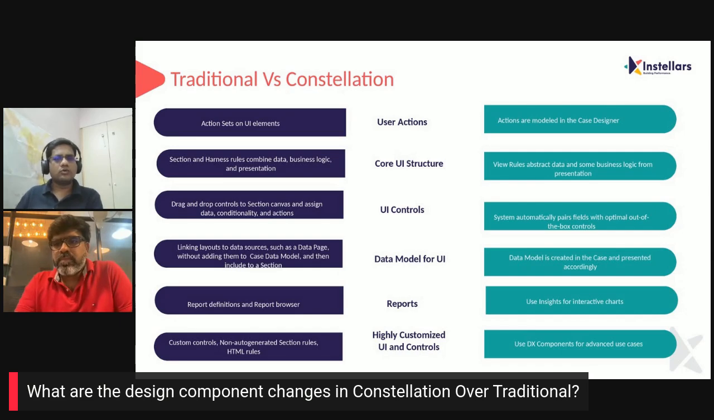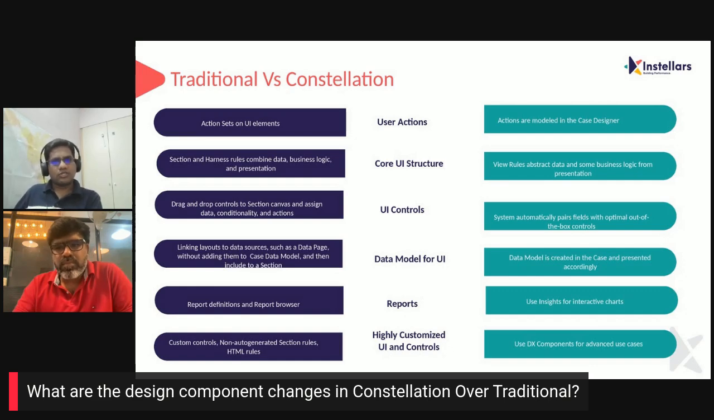Next is the core UI structure. In the traditional way, we have sections and harnesses, where we combine the business logic and everything into the presentation layer. Now in Constellation we have views. Views separate data and business logic from the presentation layer. From the benefits perspective, view rules decouple the UI from business logic, so this makes the application more modular and easy to maintain.